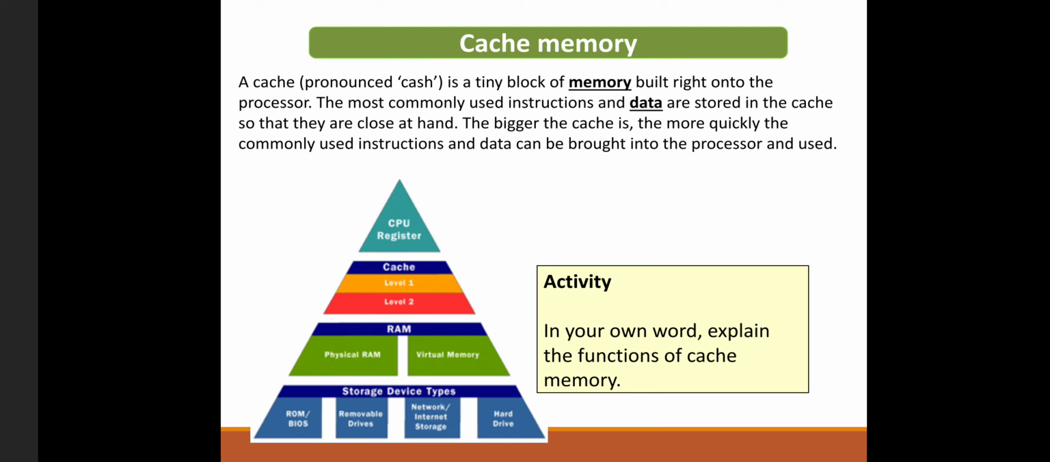The bigger the cache is, the more quickly the commonly used instructions and data can be brought into the processor. It's like having a bigger container beside my bed: the more things I can store in it and the easier I can access them. The bigger the filing cabinet is beside my table, the easier it is for me to retrieve information and data from it, and my staplers and my paper clips and stuff like that.